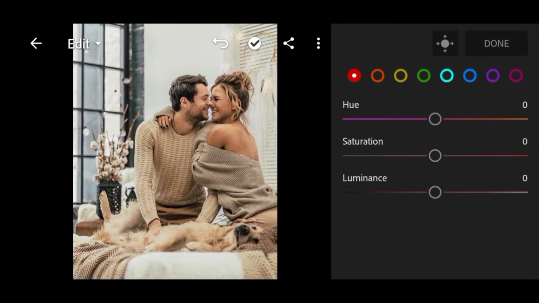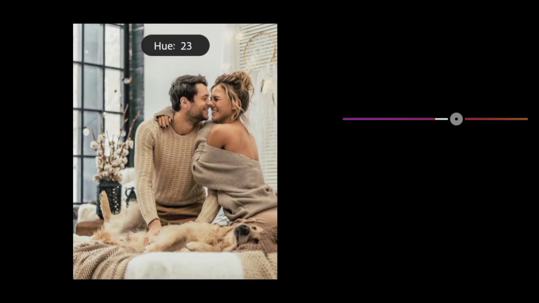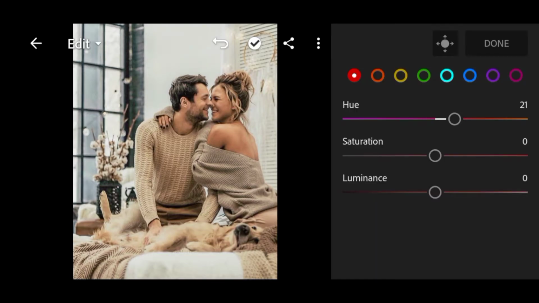Now go to mix tool. Red, hue plus 21. Saturation minus 30. Luminance minus 30.